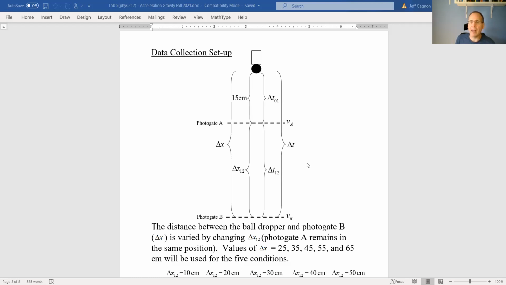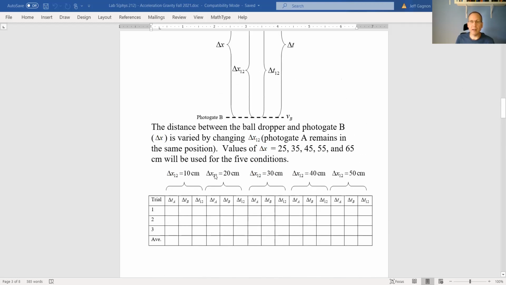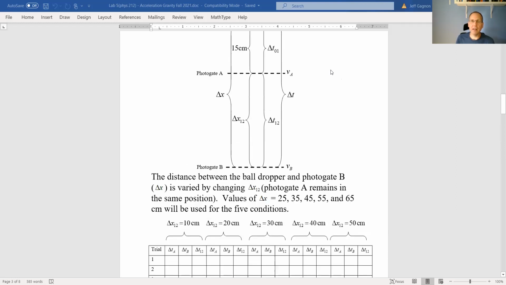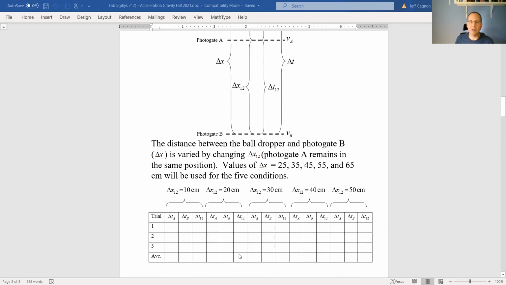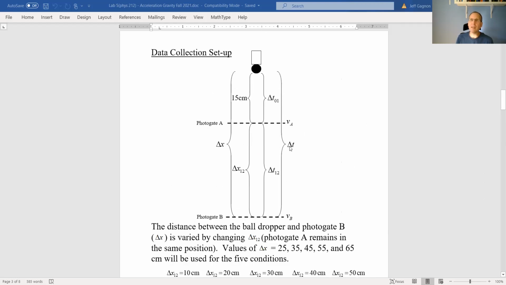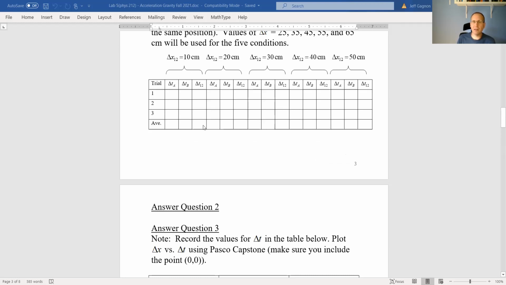That value depends on the condition. So in the first condition, when delta X12 was 10 centimeters, this would be the average I want to add it to. And in the second condition, where delta X12 is 20 centimeters, I want to add delta T01, the same value from above, to this average now, which is right here from this table. So my average delta T12 for that condition, and so on and so forth. So I'm getting delta T for all 5 conditions. Each one is going to be delta T01, which is the same for all 5, plus delta T12, and that's going to change for each of the conditions.